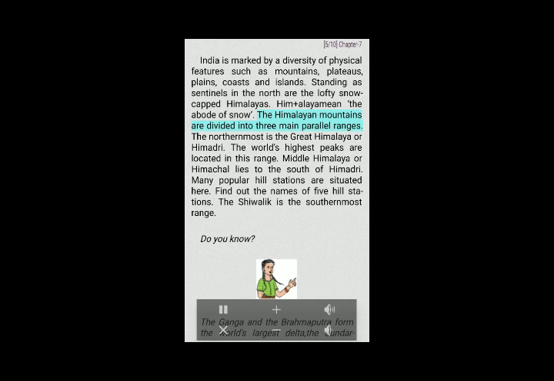The Himalayan Mountains are divided into 3 main parallel ranges. The northernmost is the Great Himalaya or Himadri. The world's highest peaks are located in this range. Middle Himalaya or Himachal lies to the south of Himadri. Many popular hill stations are situated here. Find out the names of 5 hill stations. The Shivalik is the southernmost range.